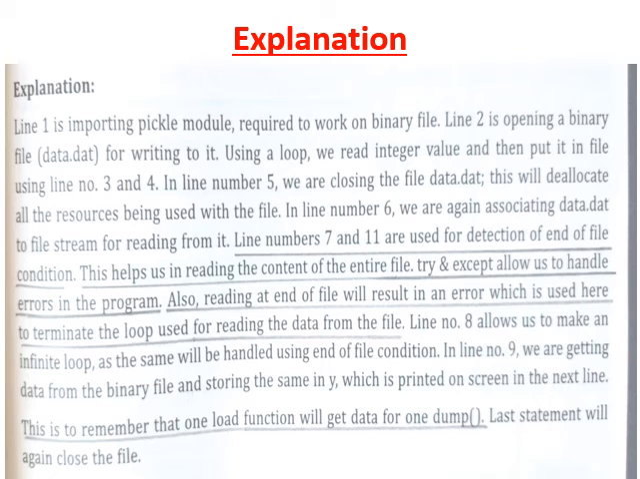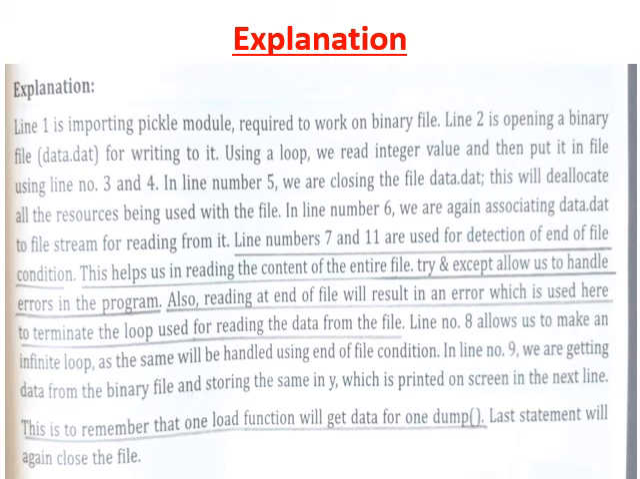In line number 5, we are closing the data file, that is data.dat, and this will deallocate all the resources being used with the file. That means every time we make use of the close function, memory deallocation takes place. Then in line number 6, we are again associating data.dat to the file stream for reading from it. Important statement: line numbers 7 and 11 are used for detection of the end of file condition. This helps us in reading the content of the entire file.